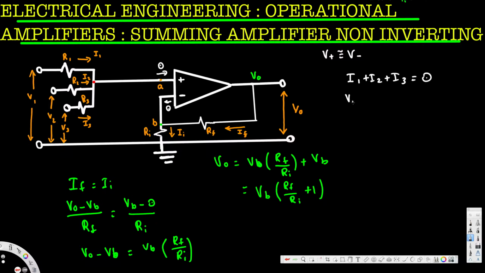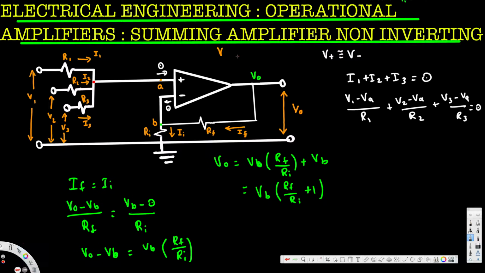So this is going to be (V1 - VA) divided by the resistance in between, that's R1, plus (V2 - VA) divided by the resistance in between, plus (V3 - VA) divided by the resistance in between, that is R3, is equal to 0. Now, we also know that VA is equal to VB, because we know that voltage across the positive terminal is equal to voltage across the negative terminal.